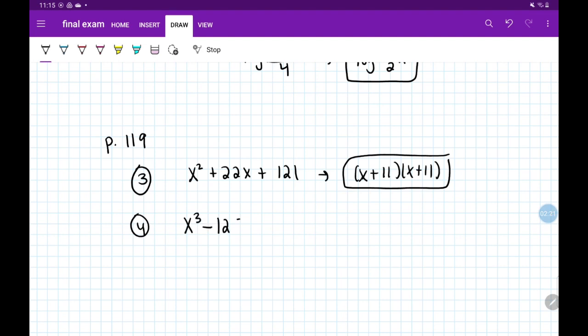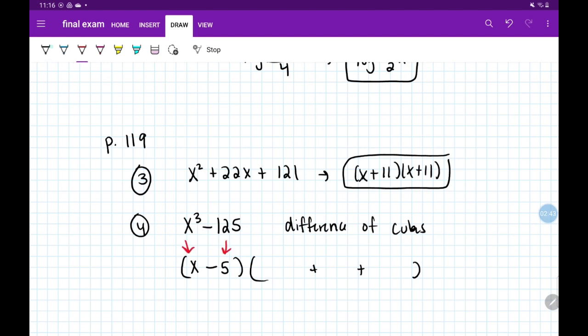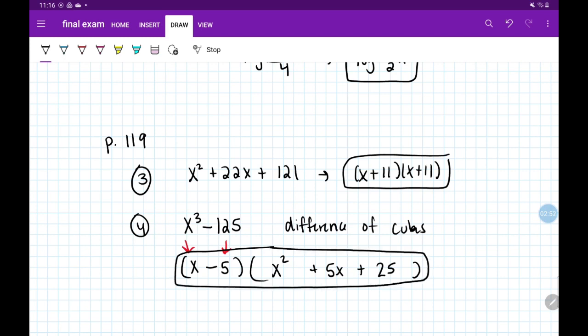X to the third minus 125. That is a difference of cubes. So it's a binomial, a trinomial. You memorize the signs, minus, plus, plus. And it's the cube roots. And then you square the first one, x squared, multiply them together, and square the 5. Perfect cubes.